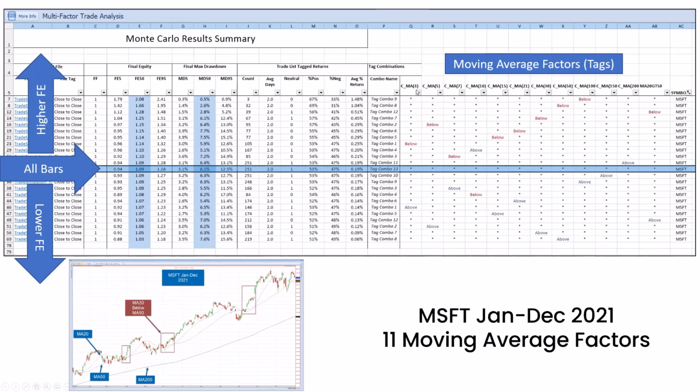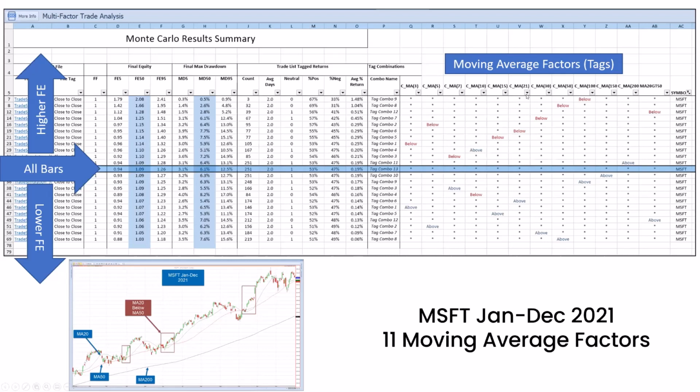But this time it's not looking for one of the moving averages to be above another. It's looking for the close price to be above or below that moving average. So we're looking here at Microsoft, January to December, with 11 of these moving average factors. The all bars number gives you a 1.09 in your final equity with a 6.1% maximum drawdown. This is the number that you can compare everything else against, because that's taken everything into account.